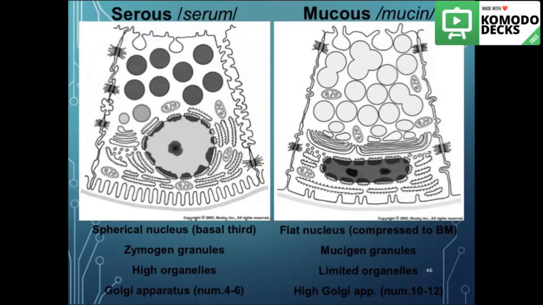Golgi apparatus is more developed and more numerous in the mucus cells because they have the function of protein glycosylation and vesicle formation. Don't forget the intercellular canaliculi in the serous cells, which are not present in the others. The desmosomes and gap junctions and tight junctions are present in both types of cells.